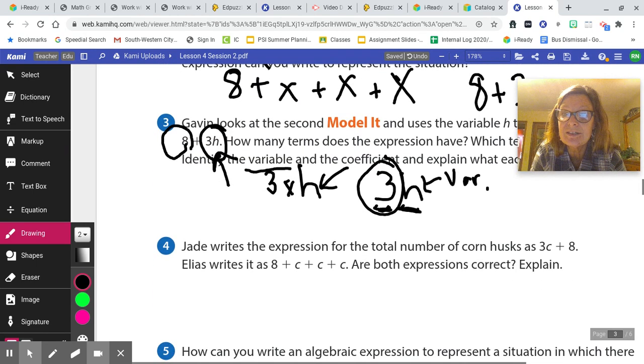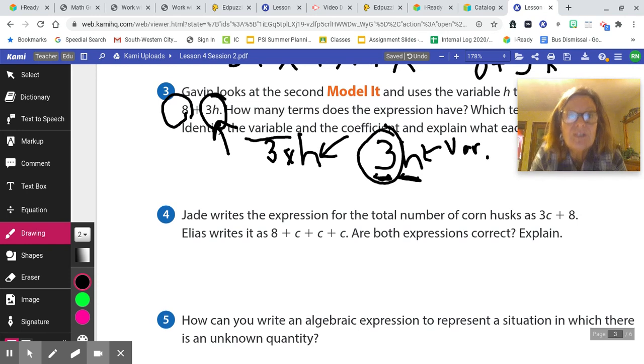And last one, let's look at number 4. Jade writes the expression for the total number of corn husks as 3c plus 8. Elias writes it as 8 plus c plus c plus c. Are both expressions correct? Explain. Stop the video and write down your answer. Okay, hopefully you had the answer is yes, they are the same thing.